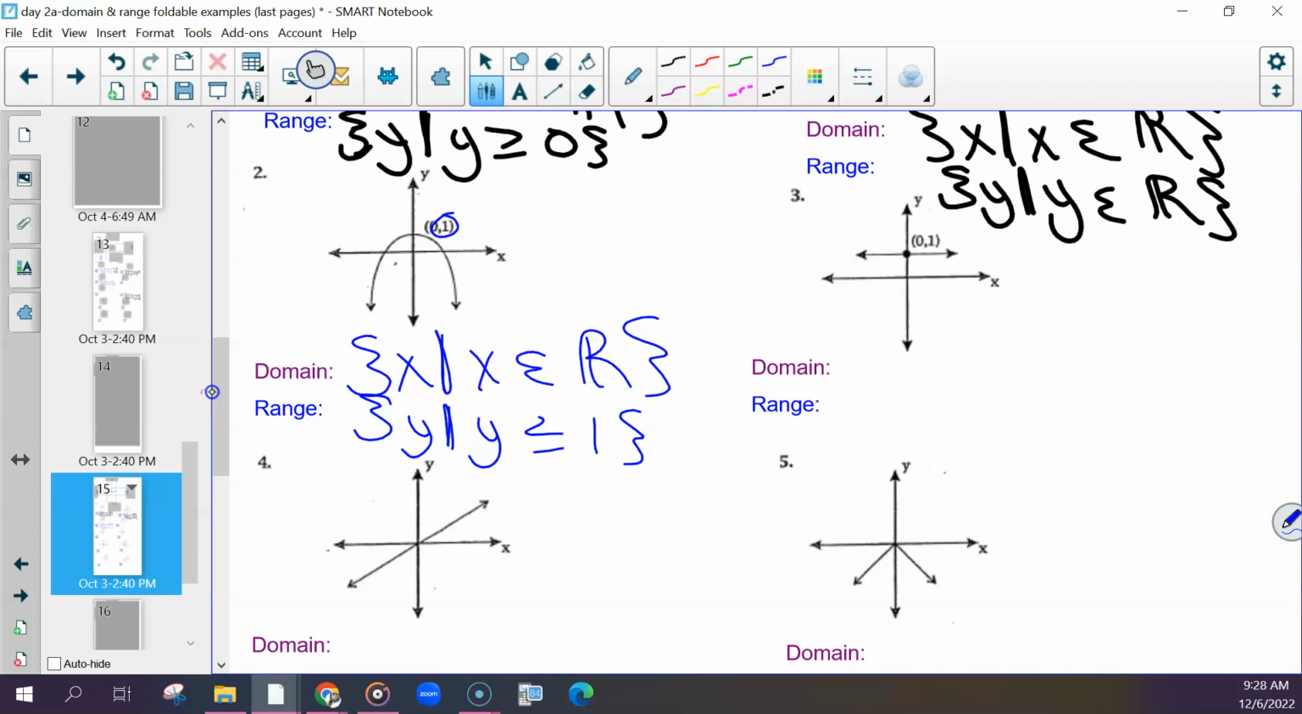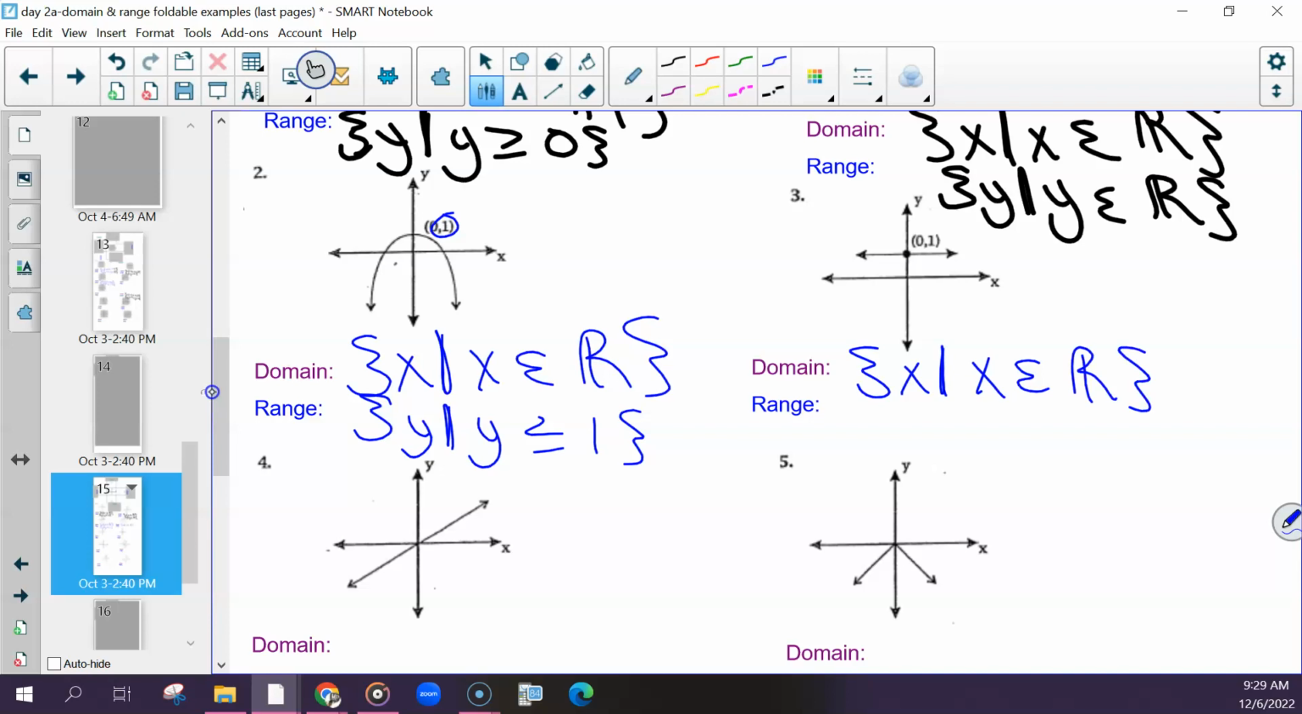Let's talk about our domain first. What do we think our domain is going to be? I see your hand. Anyone want to take a guess? No, not yet. All real numbers because it keeps going both ways. So that has to be the indicator. It has to go both ways, otherwise it's not all real numbers.